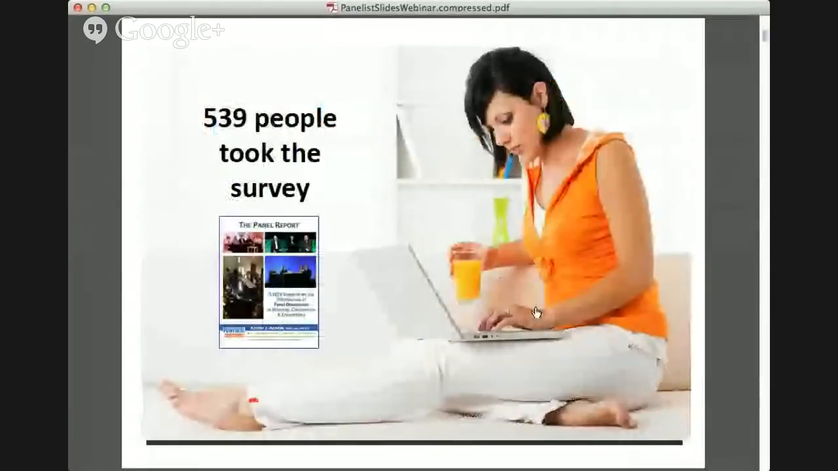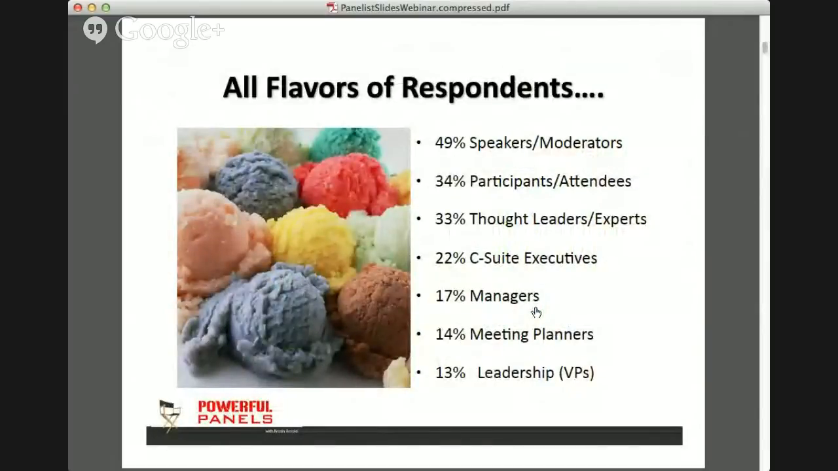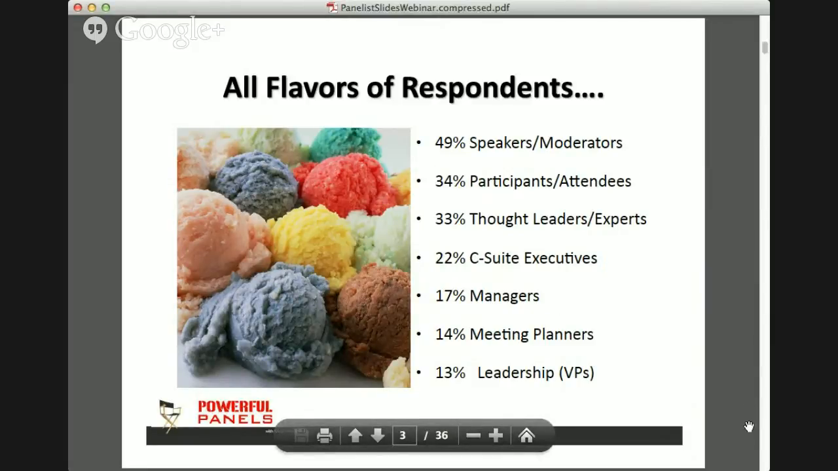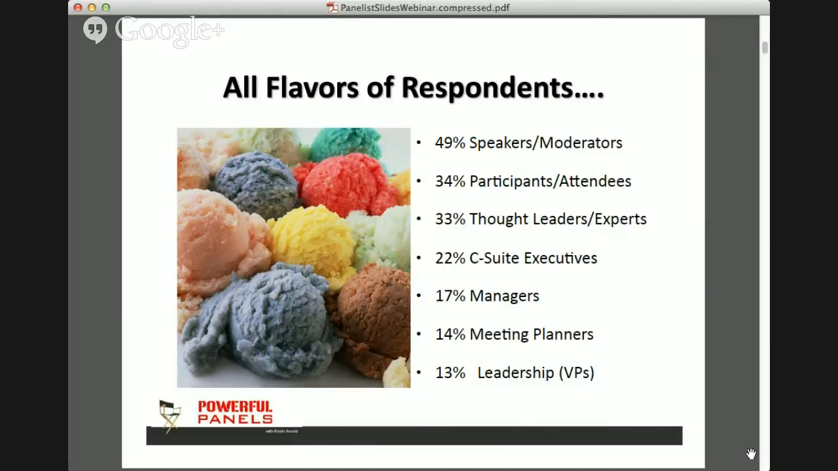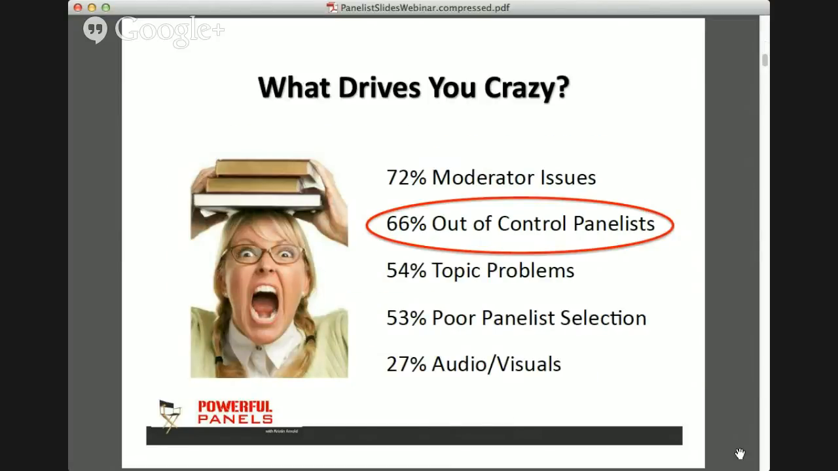So where did these 10 common mistakes come from? That's something that's often asked of me. This year I went through a massive project of talking to about 539 people. They took a survey, and I put that information together in a panel report. Of those people, there were all kinds of different people who responded. 49% were speakers and moderators, because that's the world that I live in. 34% were participants and attendees, and there were thought leaders, executives and managers, pretty typical users of panels.